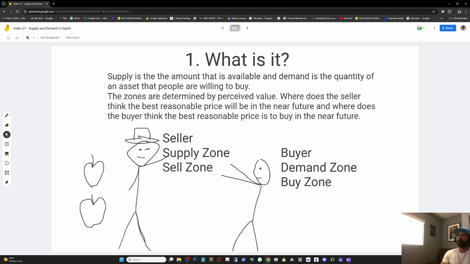In this example, we have a farmer on the left and he has 2 apples. He is the seller. He has the supply and determines the sell zone. On the right, we have the buyer and he buys the supply and determines where the demand zone is. This is how the market works, except there's thousands of buyers and sellers figuring the supply and demand out.